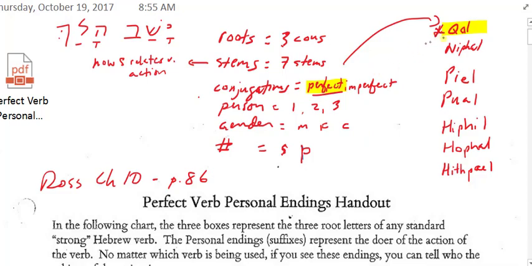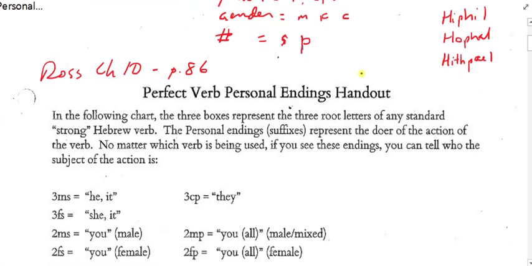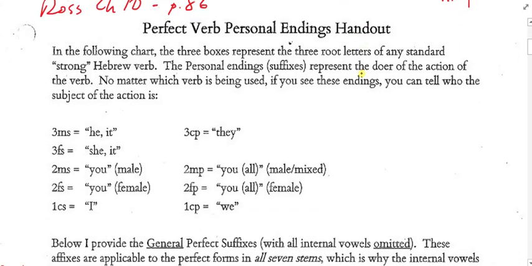Again, we're focusing on the qal perfect in chapter 10. So let's go through this handout now. In this chart that we've got below, the three boxes are going to be representing any three root letters of any standard strong Hebrew verb. Now, when I say strong verb, what I mean is that the letters that make up those three consonants, those three root letters, they're not weak letters. Weak letters are guttural letters, for example. You remember how gutturals do funny things.